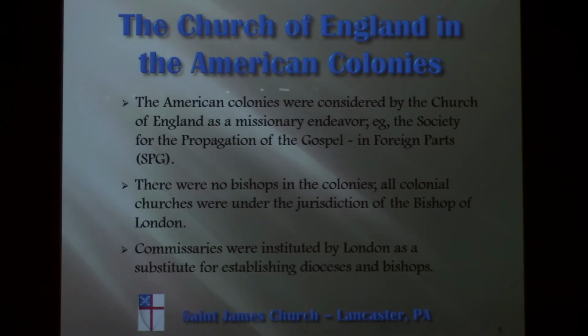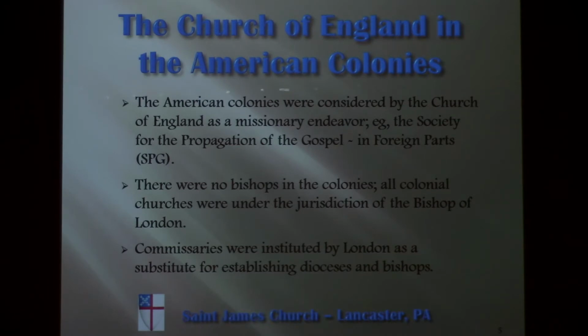Because the commerce and the business aspects of the colonies mainly worked through London, it wasn't really a formal arrangement, but just by the way things turned out, the Bishop of London had jurisdiction over the colonies. And the colonies, especially Virginia, asked for a bishop. They asked to have a formal diocese set up in the colonies.